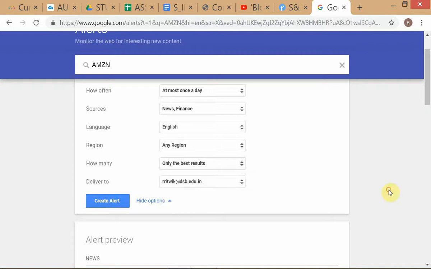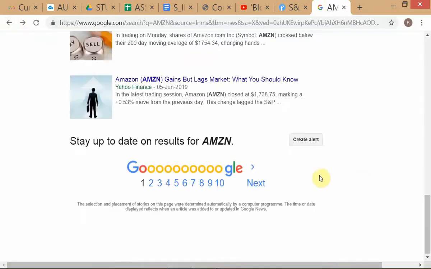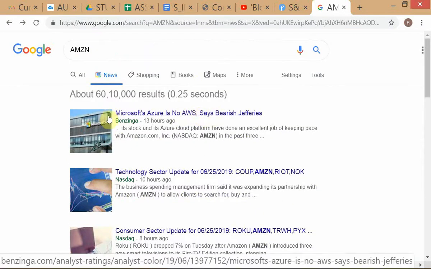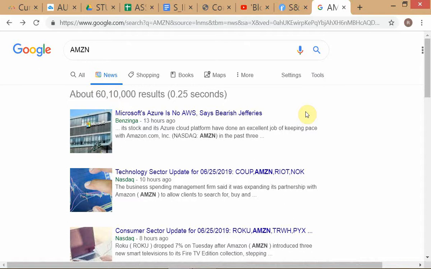All right, so now you set an alert, which means that essentially every day you are getting all this information on Amazon, whatever stuff has come out. Now you see, one of the important factors of Amazon, how to look at a company, we'll have a discussion on this. One of the important features of Amazon is, you've heard of Amazon AWS. Have you heard of AWS? Amazon Web Services.